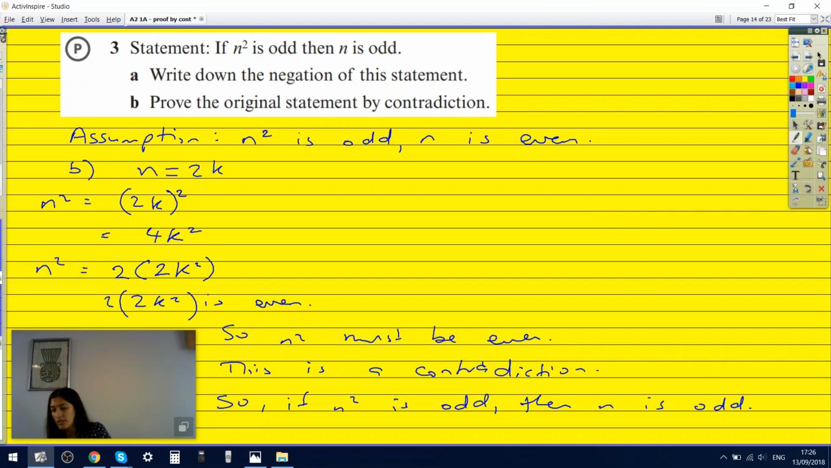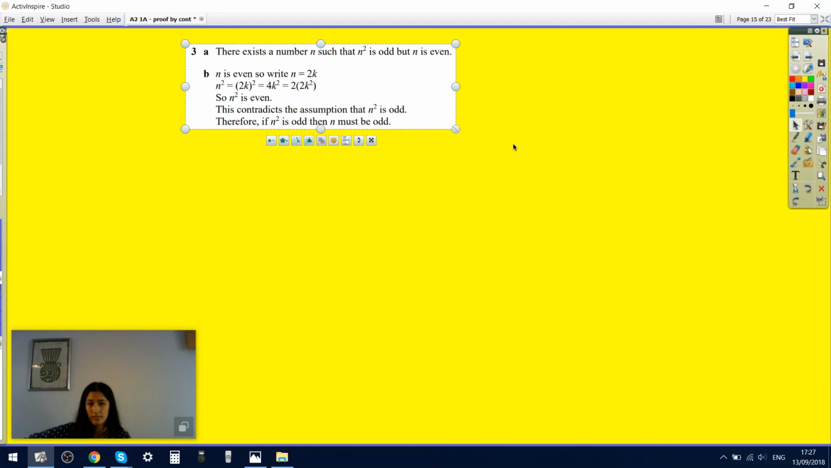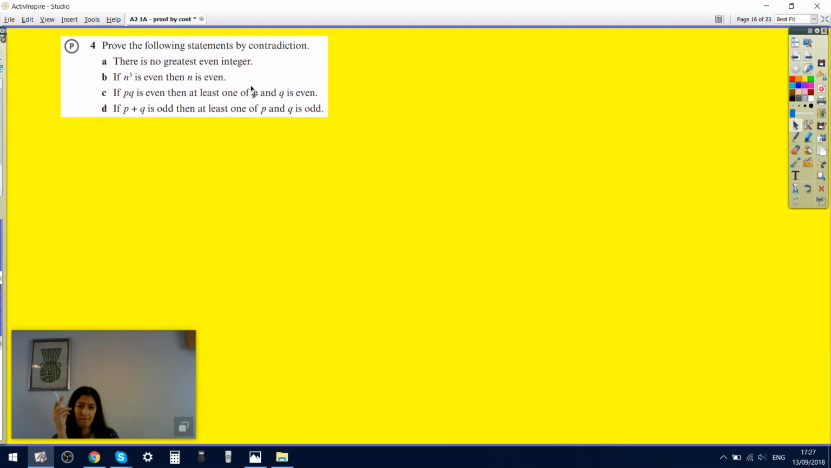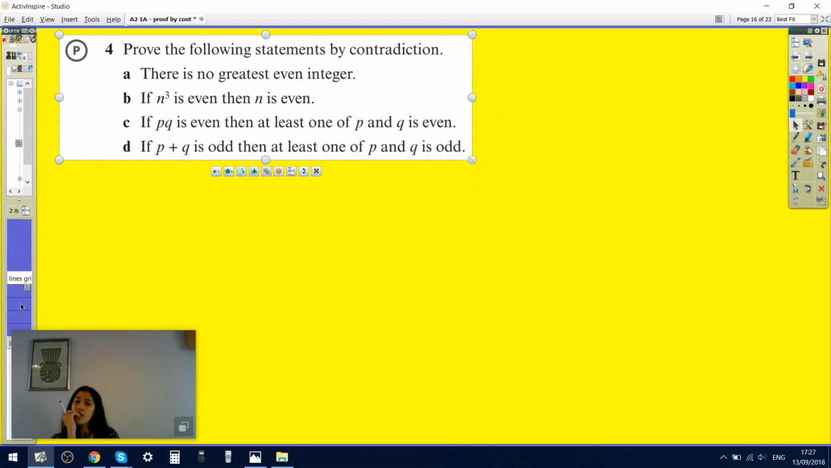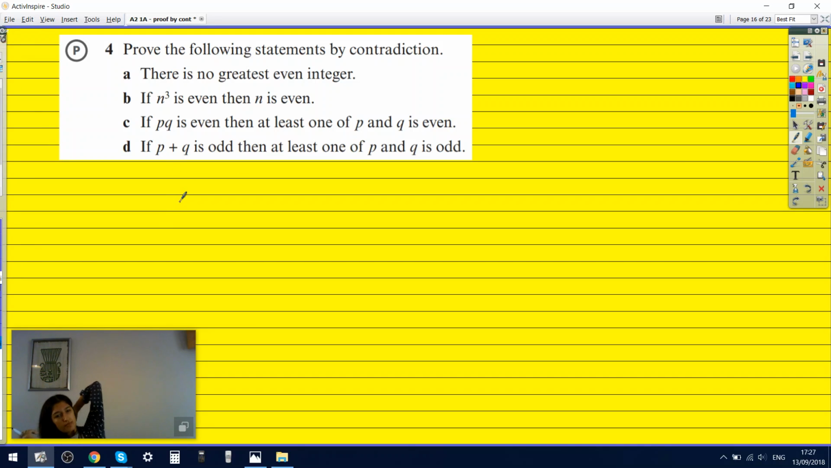Okay. Let's see. So n squared equals 2 times 2k squared. So n squared is even. This contradicts the assumption that n squared is odd. Therefore, if n squared, yeah. Okay. Which one of these do you like? Which one of these do you not like? The last two. Okay.